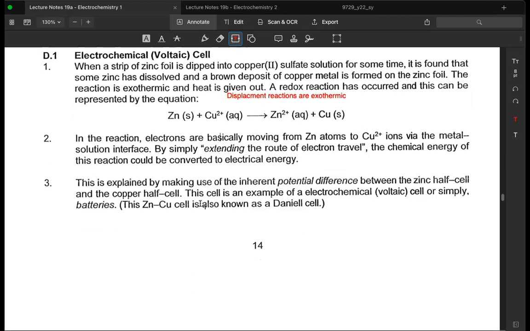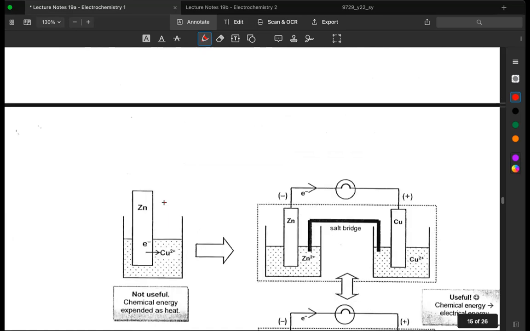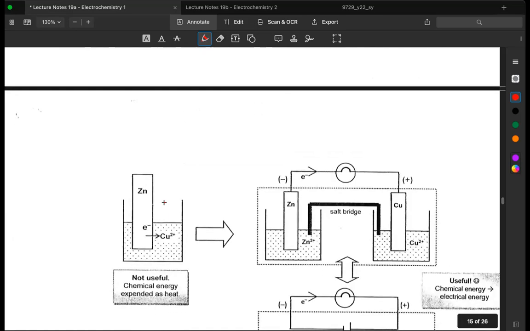So this is what we call the zinc half cell and the copper half cell. Together we call it an electrochemical or voltaic cell. For zinc copper in particular, because it's very commonly used, we call it the Daniell cell. The Daniell is double L, not single L. Electrochemical cells are also batteries. So that's how your battery works. Some batteries work on the Daniell cell.